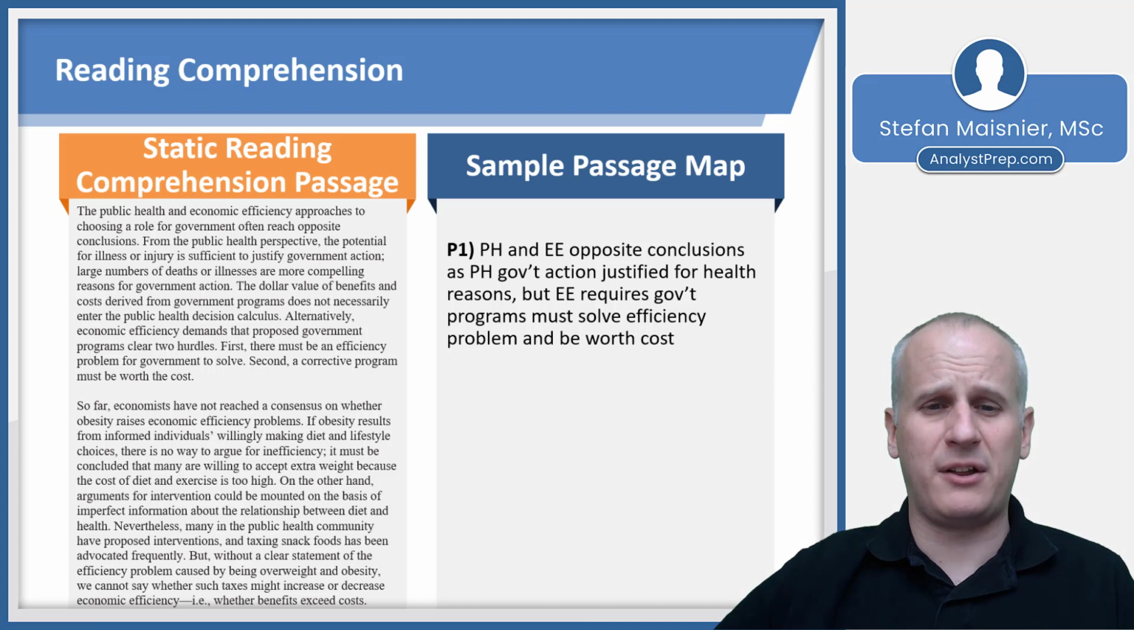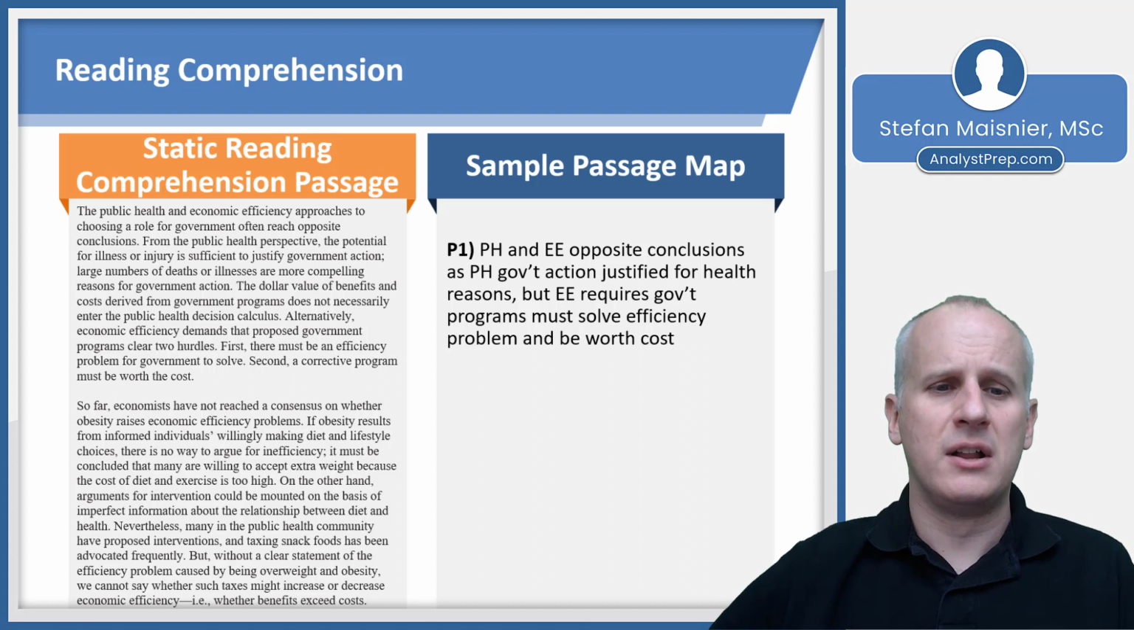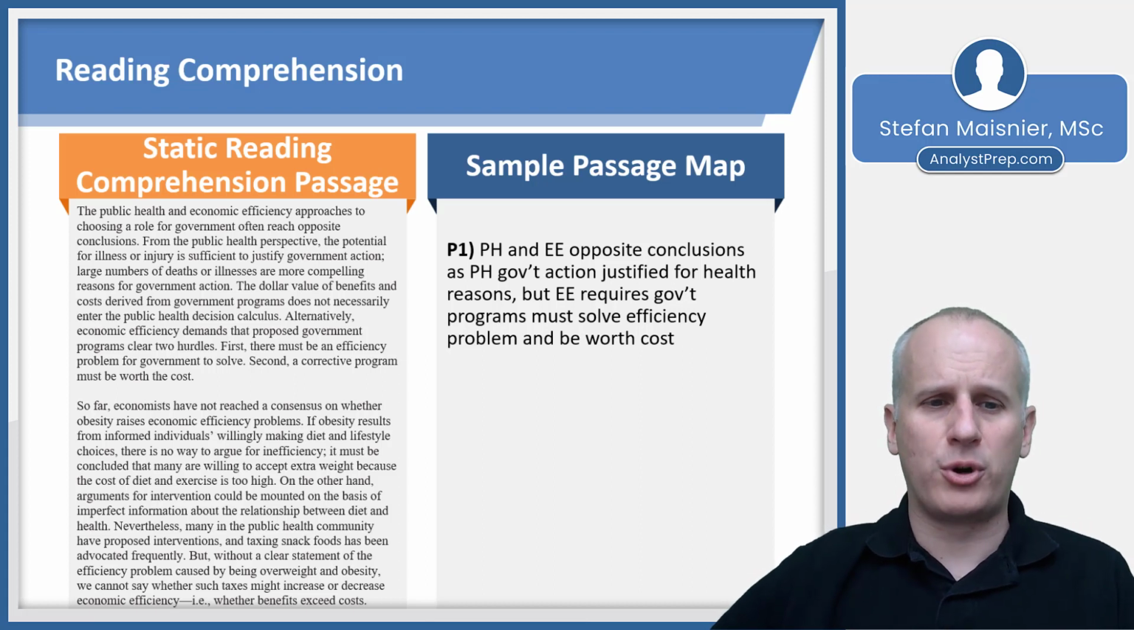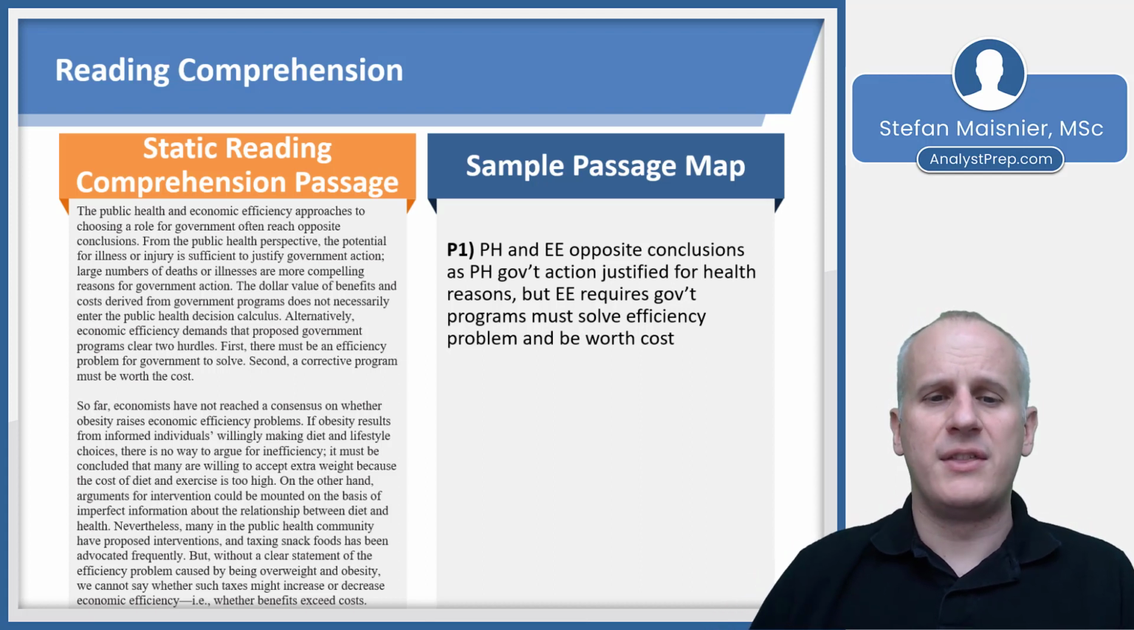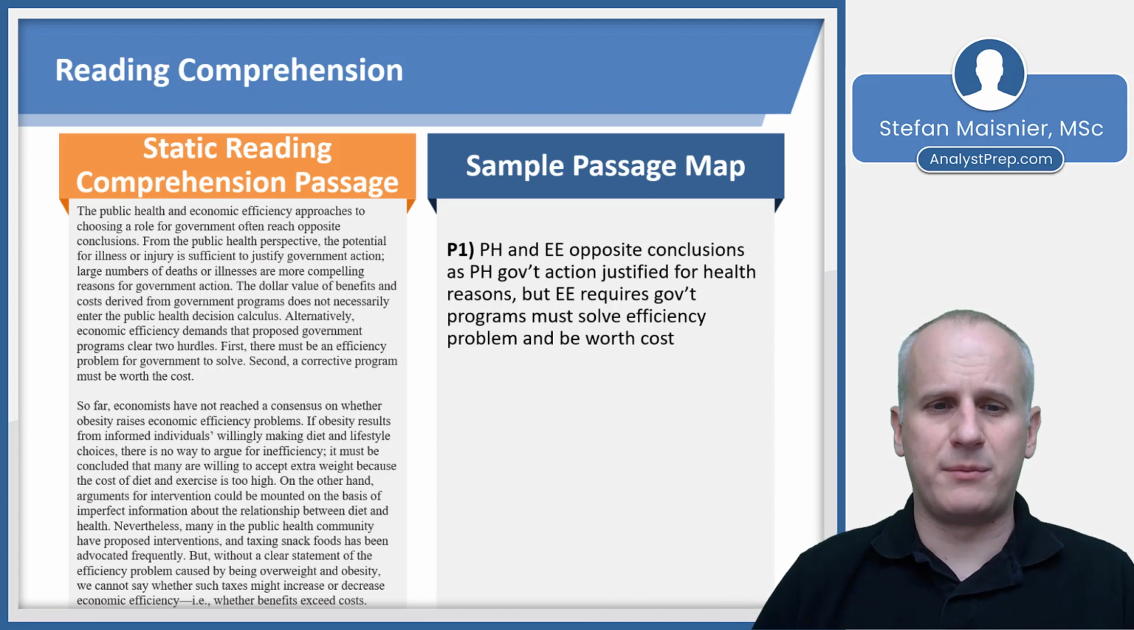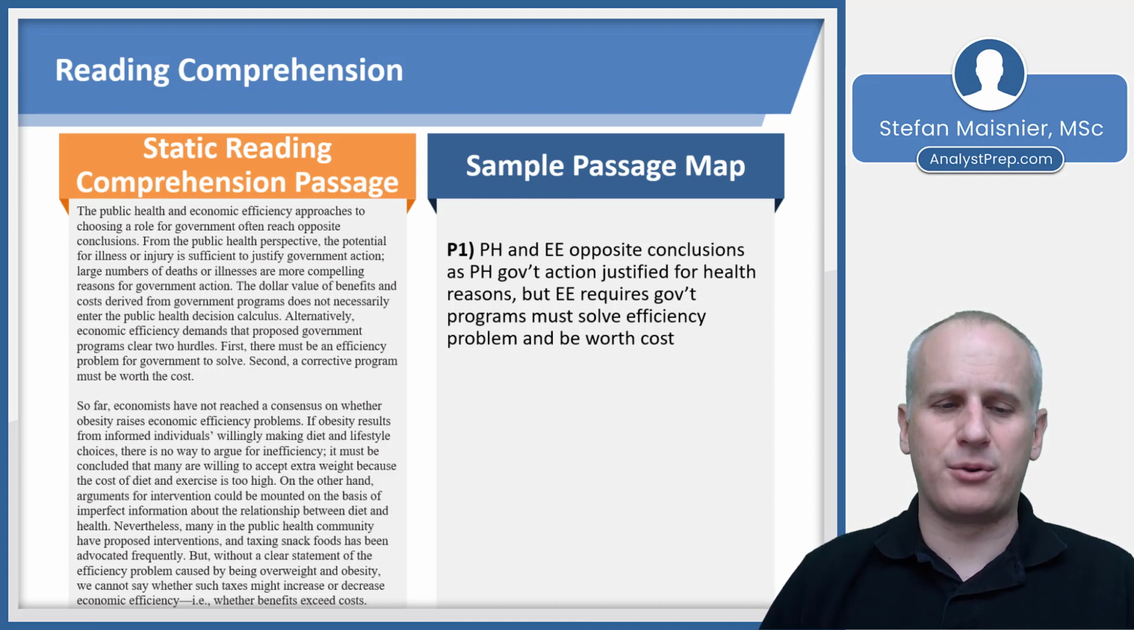So then we got, from the public health perspective, the potential for illness or injury is sufficient to justify government action. Large numbers of deaths or illnesses are more compelling reasons for government action. The dollar value of benefits and costs derived from government programs does not necessarily enter the public health decision calculus. Alternatively, economic efficiency demands that proposed government programs clear two hurdles. First, there must be an efficiency problem for government to solve. Second, a corrective program must be worth the cost.